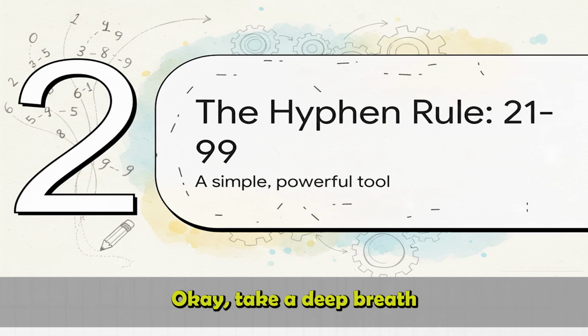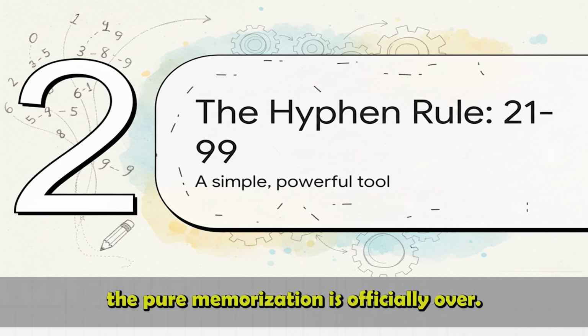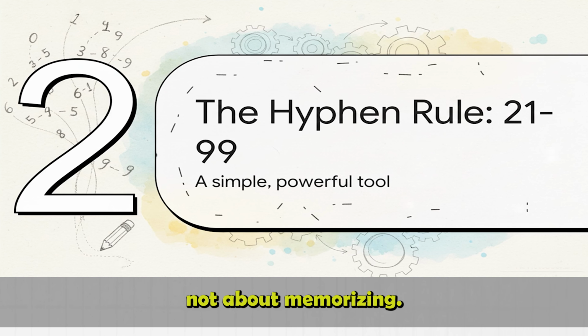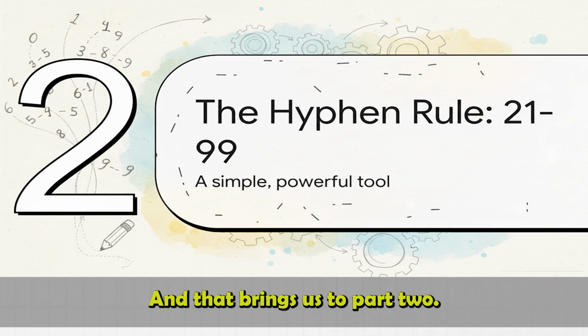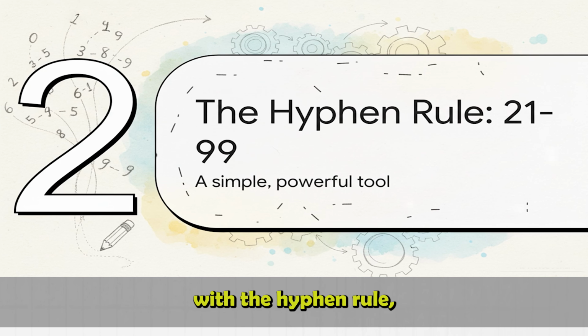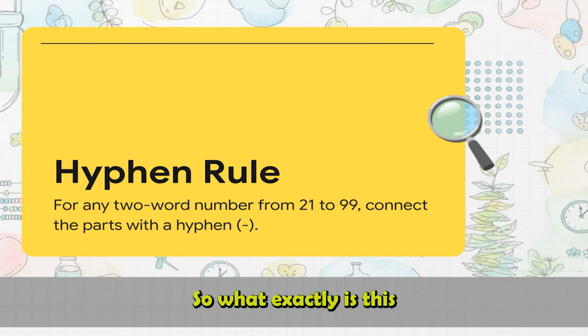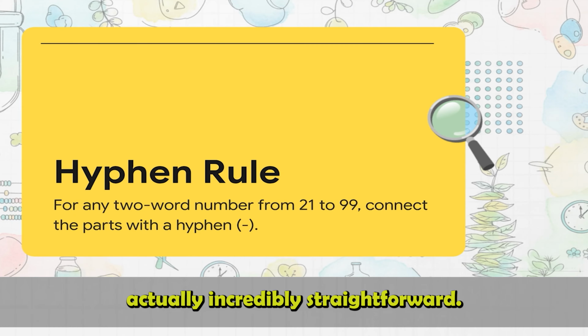Okay, take a deep breath because the hardest part, the pure memorization, is officially over. From here on out, it's not about memorizing, it's about using a simple, repeatable system. And that brings us to part 2. We're going to start with the hyphen rule, which is the key that unlocks how to form any number from 21 all the way to 99. So what exactly is this powerful hyphen rule? Well, it's actually incredibly straightforward.